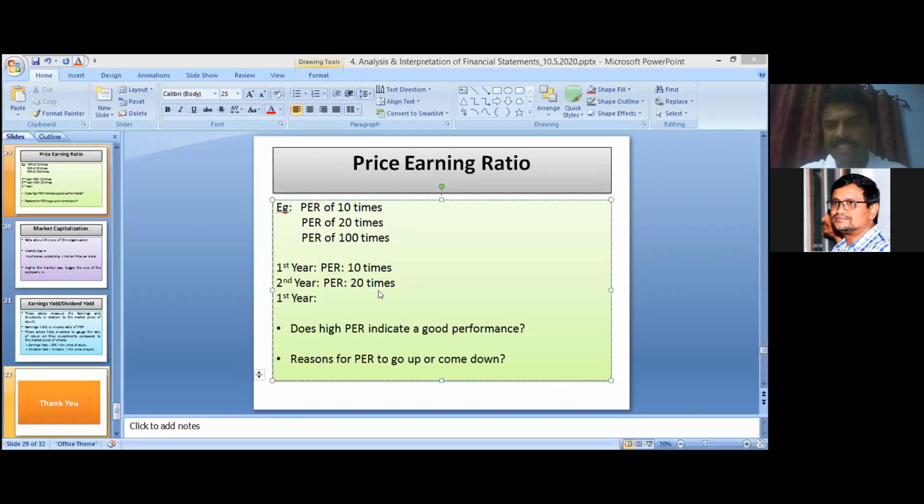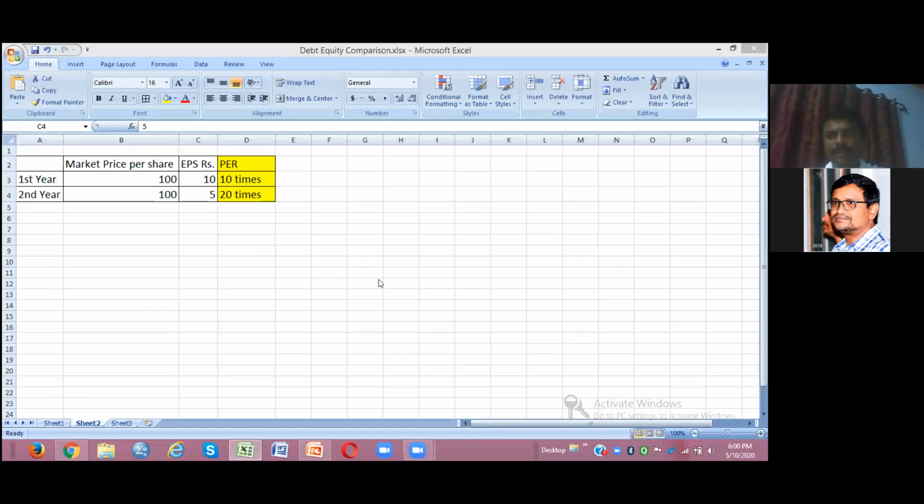Sir, is the Excel sheet visible now? Hello, sir. Is the Excel sheet visible? I have shared the Excel sheet now. Yes, sir. It is visible. Visible. Yeah, to the participants now.